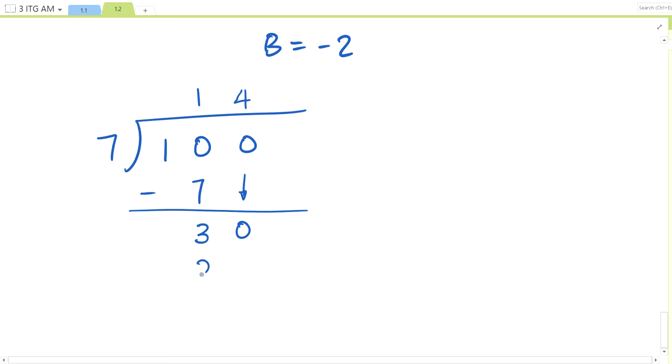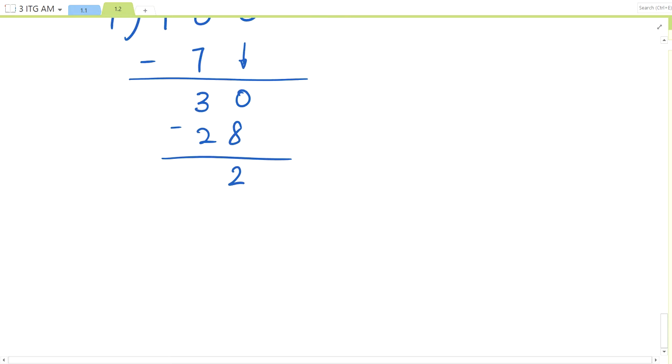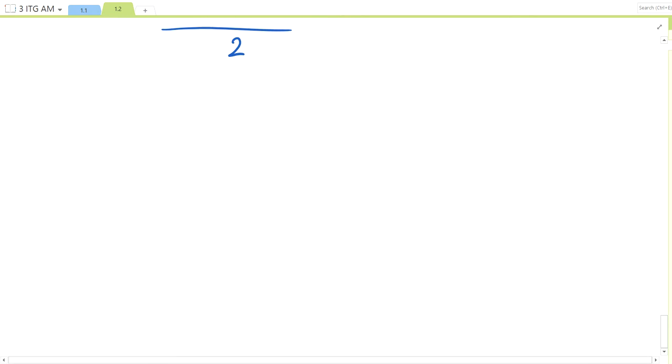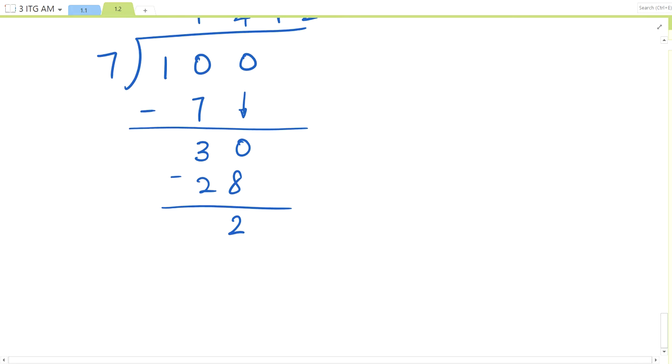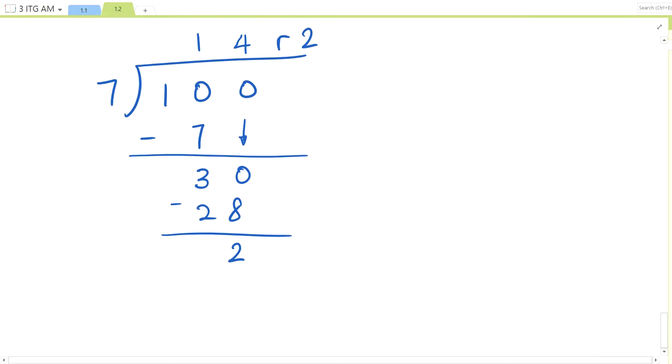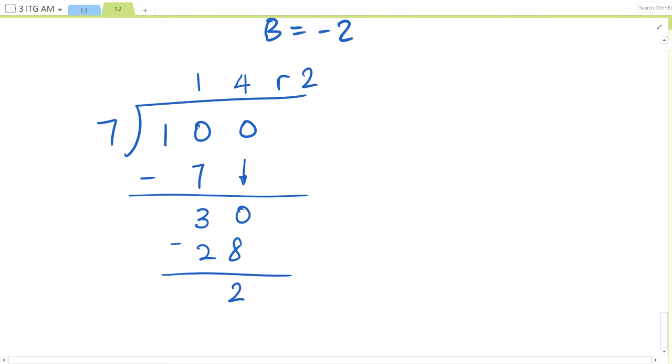4 times 7, 28, minus 2. Then remainder 2. Easy? Hey, you must remember this. You go and practice. Because all of you are very used to using your calculator, right? But you must know how to use this. Why? I will show you. Division of polynomials. Okay.